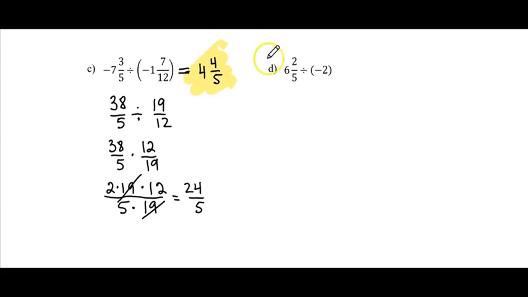And we are coming up to the last problem. 6 and 2/5 divided by negative 2. Right. So make sure that the negative 2 is written in fraction form, so negative 2 over 1. The sign of the answer is negative. 6 and 2/5 written as an improper fraction is 32 over 5 divided by 2 over 1. So now I'm going to change it into multiplication. So 32 over 5 times 1 over 2.